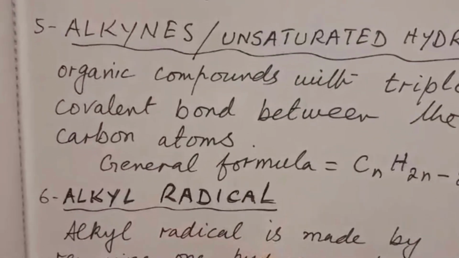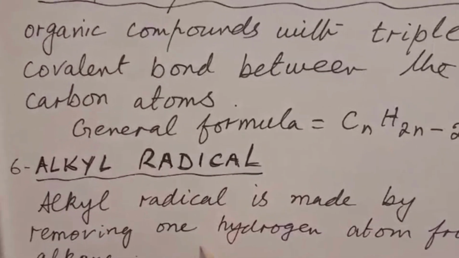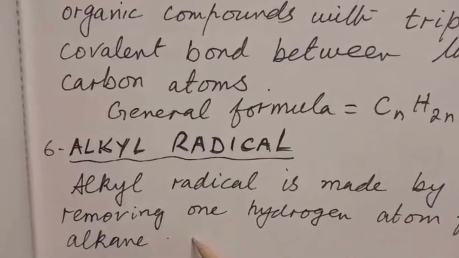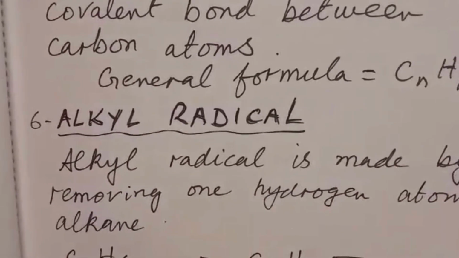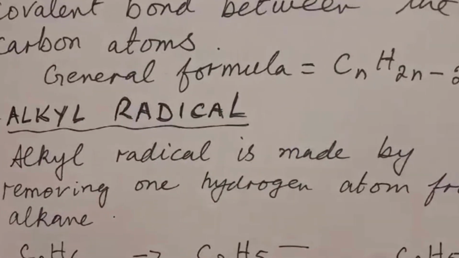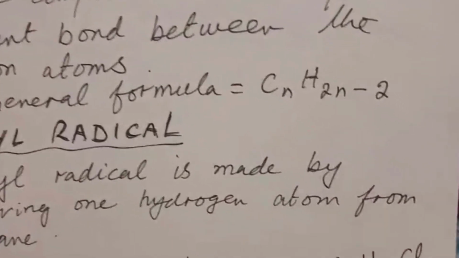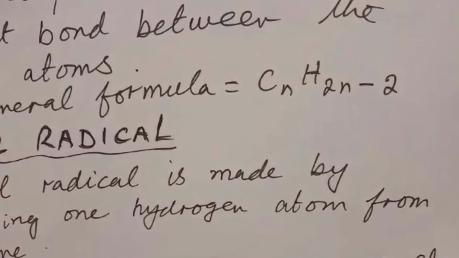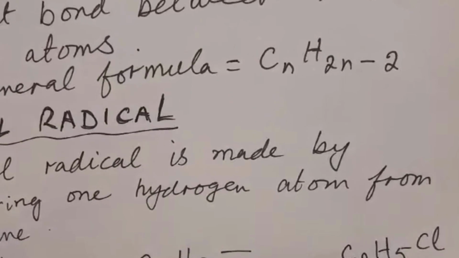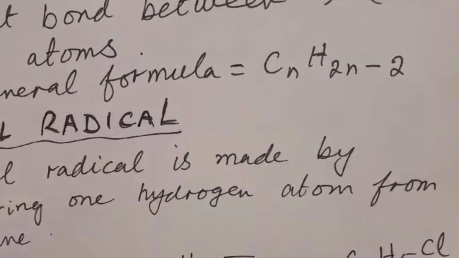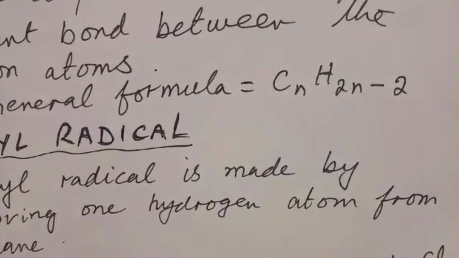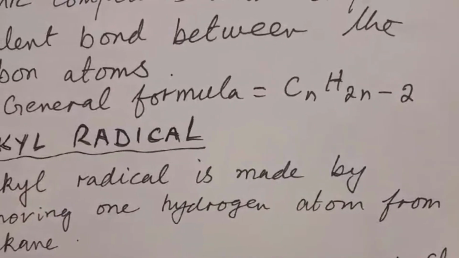Alkyl radical is made by removing one hydrogen atom from alkane. Alkane means the hydrocarbons with single covalent bond between carbon atoms. So we have here ethane, C2H6. When we remove one hydrogen atom from it, it becomes the ethyl. And by adding chlorine or halogen to it, it becomes ethyl chloride. So this is alkyl halide, with the halogen, Cl, chlorine attached to it.